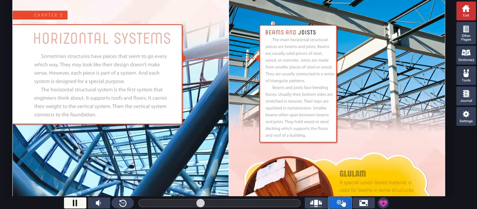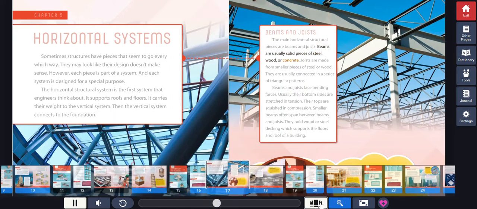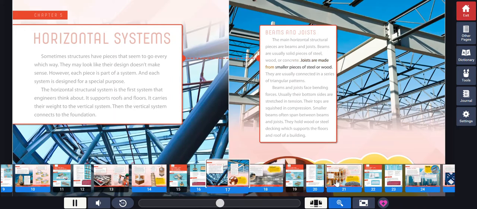Beams and joists. The main horizontal structural pieces are beams and joists. Beams are usually solid pieces of steel, wood, or concrete. Joists are made from smaller pieces.